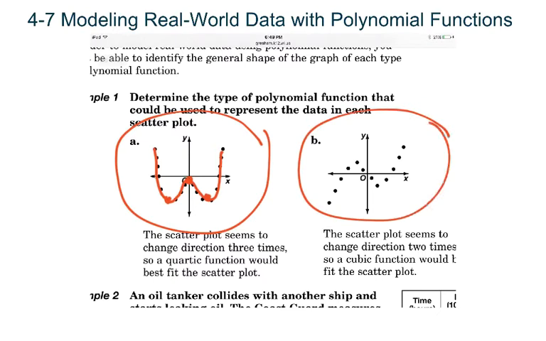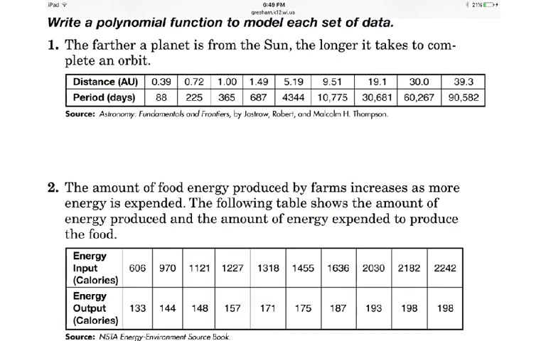In this second one, it goes up, changes direction, down, changes direction, and then up, and then that's it. So it changes direction twice. So it changes direction 2 times, then we're going to use a cubic function because that's a polynomial of degree 3.